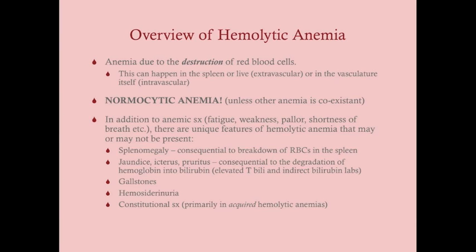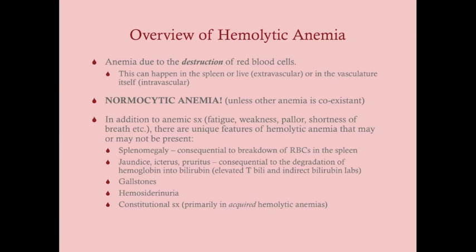And this can happen in the spleen or the liver, or it can happen in the vasculature itself, or it can be going on in both. So if it happens in the spleen or the liver, that's considered extravascular, and if it happens in the vasculature itself, that's considered intravascular. And with intravascular, one of the things that we see specific to that is hemoglobin in the urine, because you're getting hemoglobin out of the red blood cells and it filters through the kidneys. And we see that particularly in PNH, which we'll talk about.